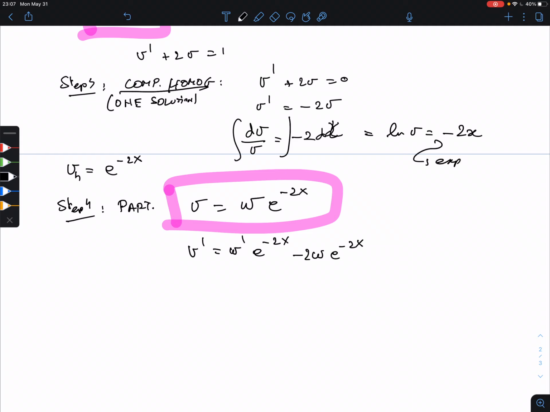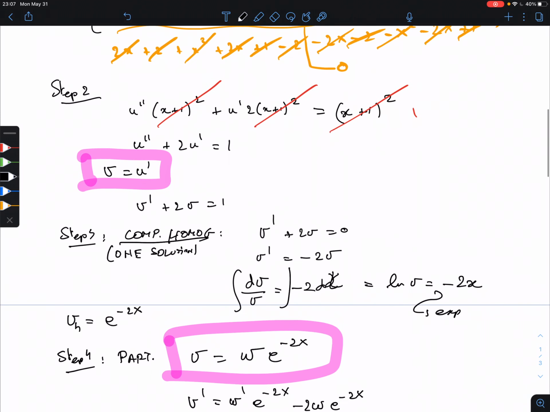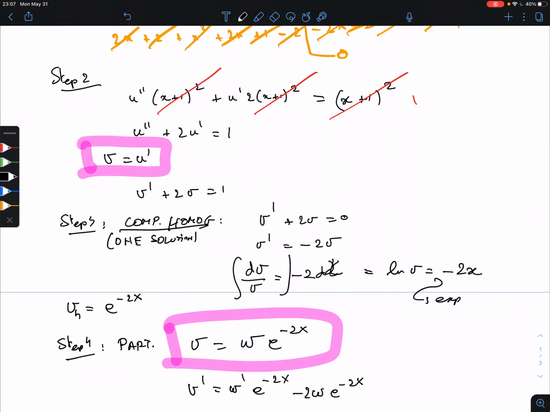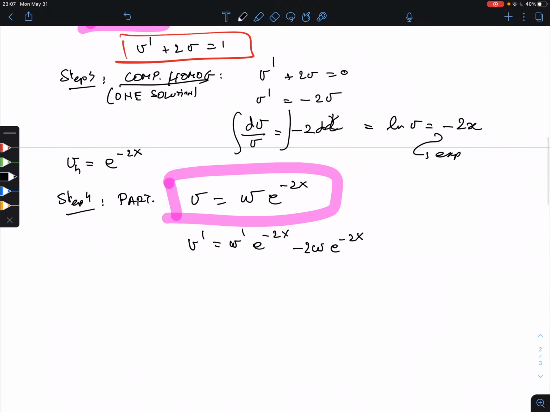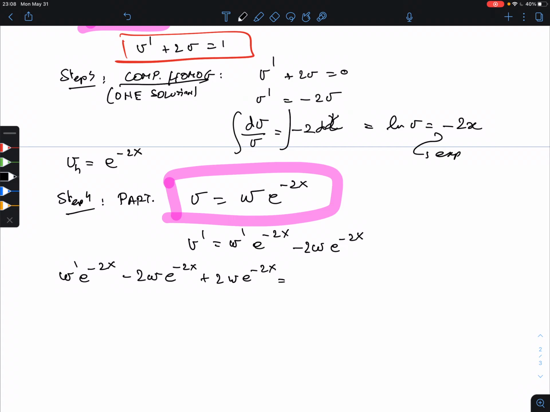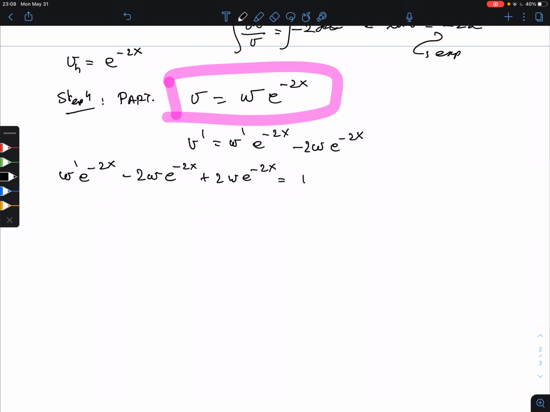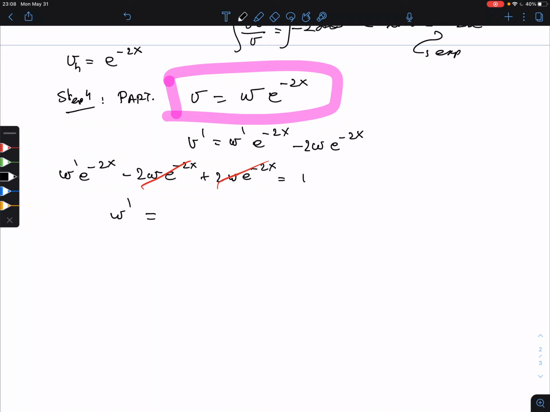If I plug this into my equation, in which one? Well, we should also keep track of the equations, so I'll put those in red. This is the one that I'm now going to use. So I plug in there, that is w prime e to the minus 2x minus 2w e to the minus 2x plus 2 times v, which is w e to the minus 2x, and that is equal to 1. Great. What needs to happen happens, namely that these two cancel, because this should be only depending on w prime now. W prime is, and bring this to the other side, it comes with a plus sign.